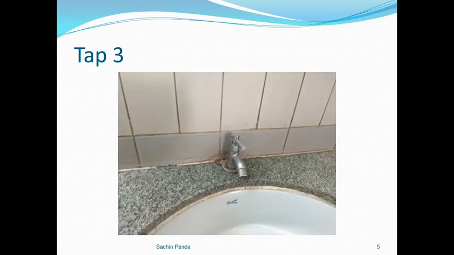And here comes tap number 3. This is the third kind of tap, which has a different kind of knob to turn on and off. And it is on top of the tap. You can say the knob is on top of the tap.